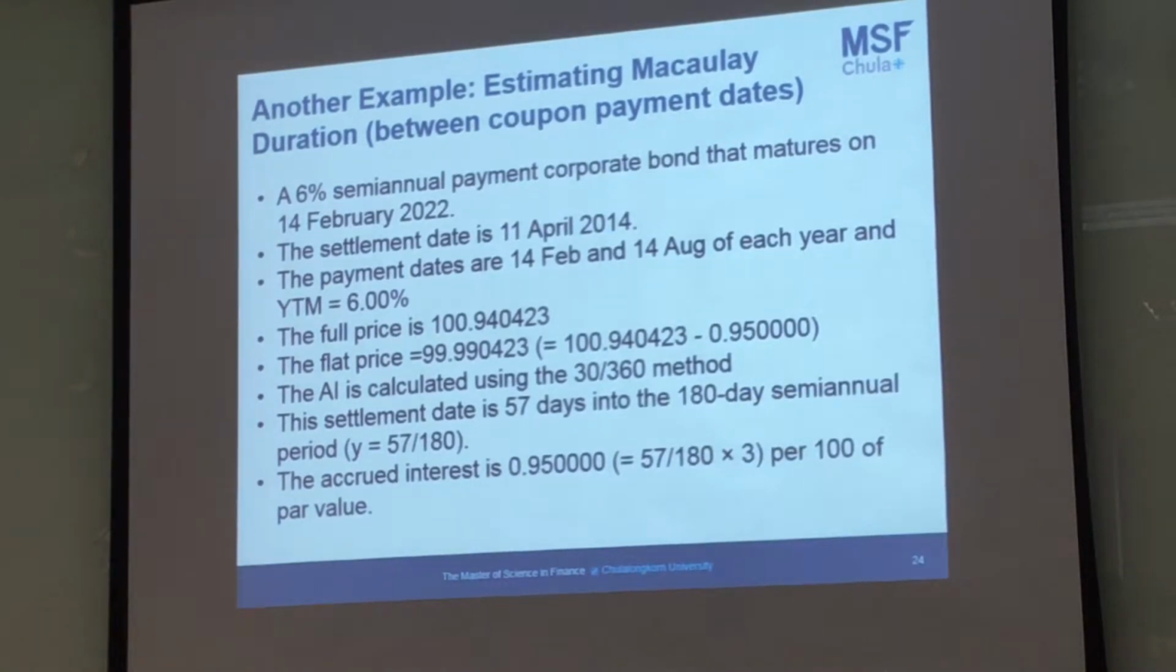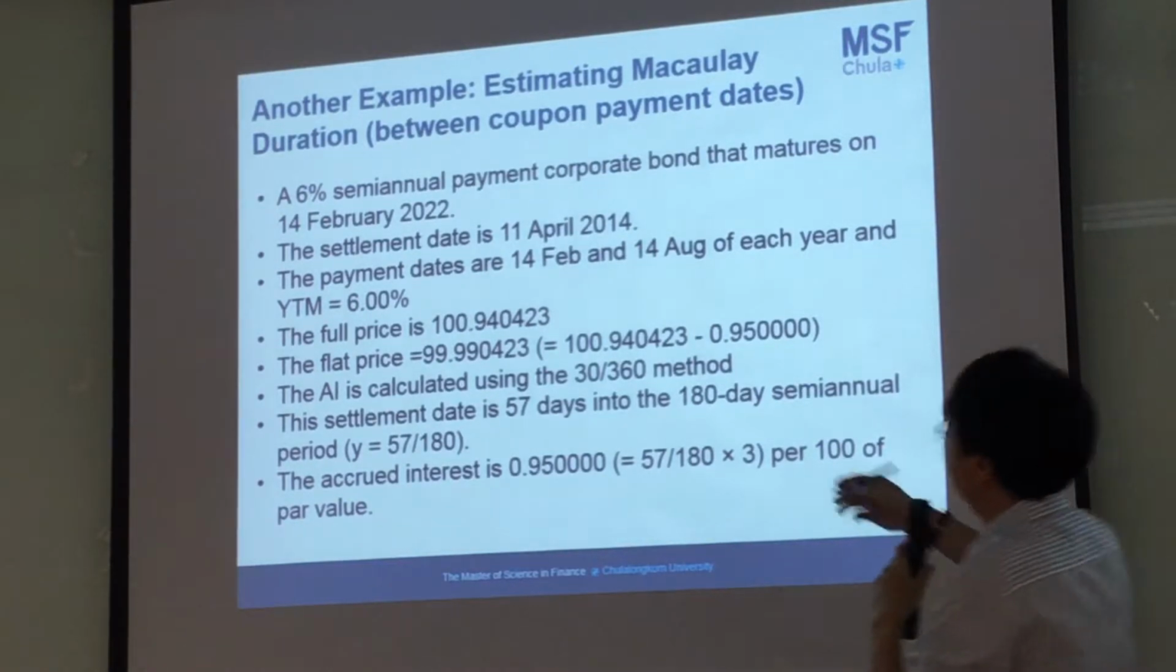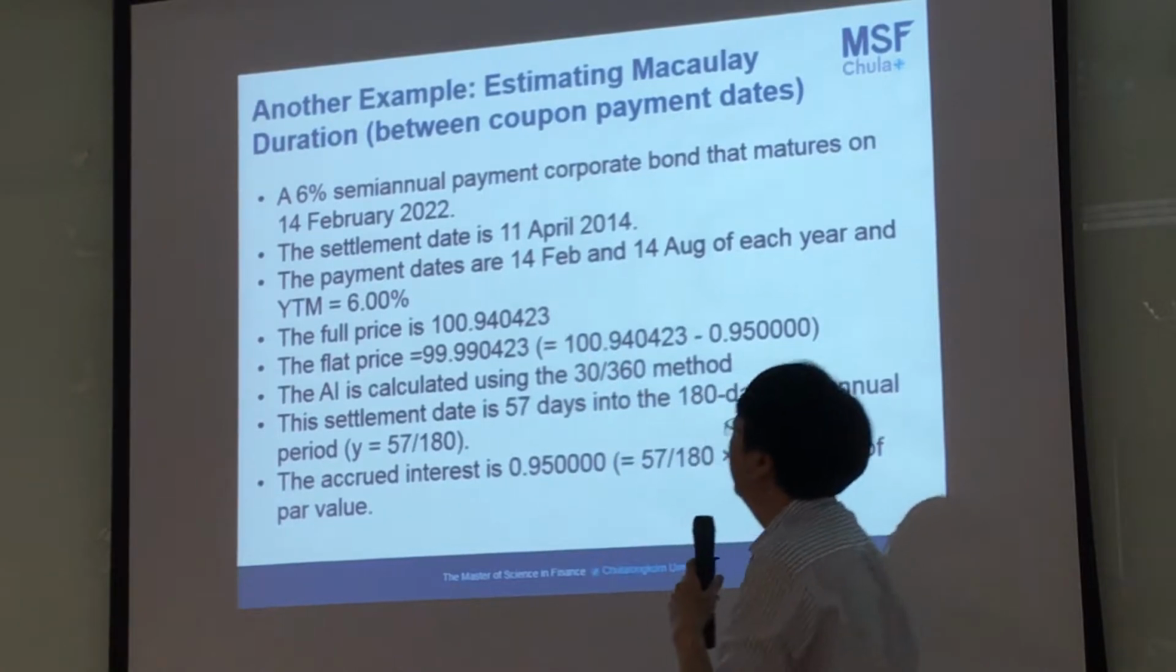We assume that 1 month has 30 days. Okay, 1 month has 30 days. So suppose I start from the last coupon payment, 14th of February. Next month will be 14th of March, which is equal to 1 month. Okay, what about next month? No, because 14th of April is already, because the settlement date is 11.